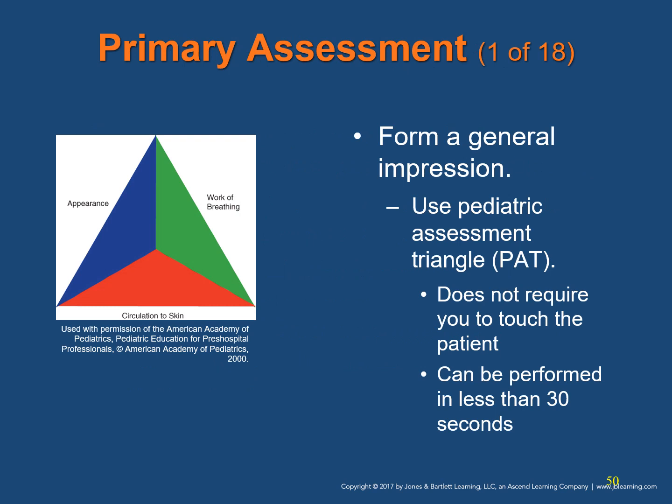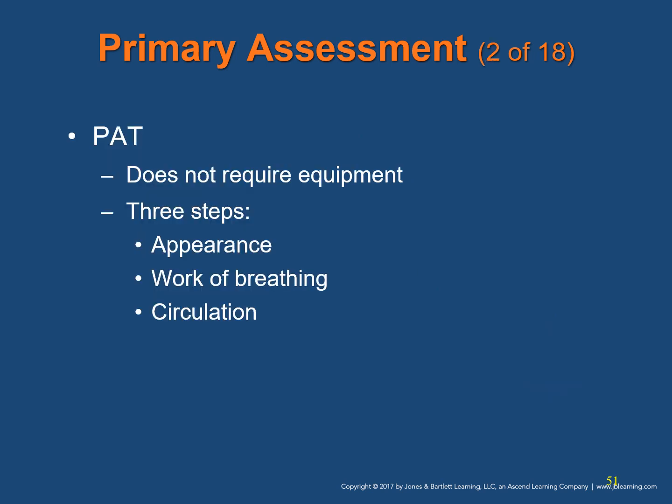Primary assessment. The objective of the primary assessment is to identify and treat immediate or potential threats to life. Pediatric Assessment Triangle, or PAT. Use the Pediatric Assessment Triangle to determine if the patient is sick or not sick. The PAT is a structured assessment tool that allows you to rapidly form a general impression without touching the patient. It can be performed in less than 30 seconds. PAT consists of 3 elements and requires no equipment: appearance, muscle tone and mental status, work of breathing, and circulation to the skin.